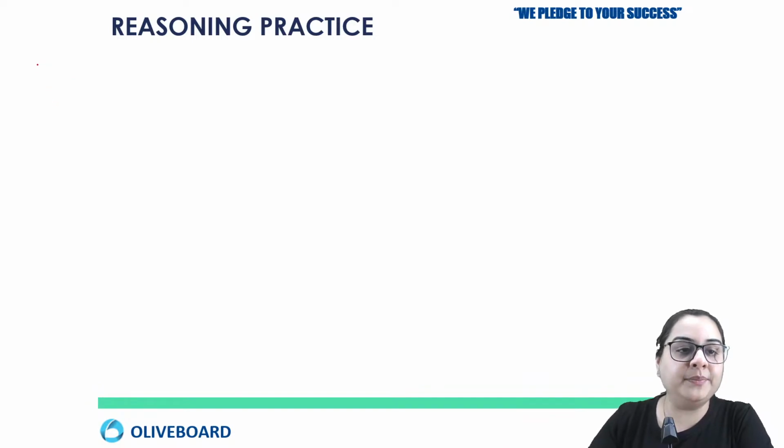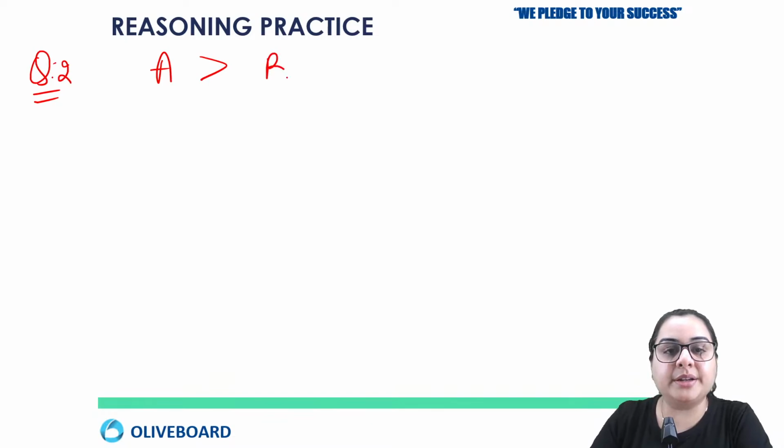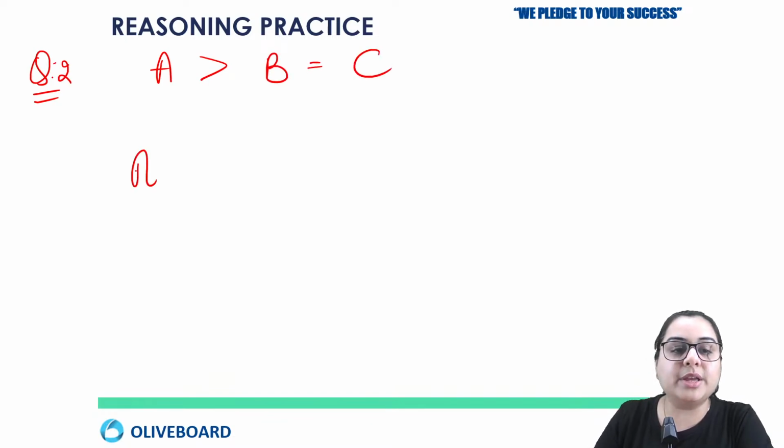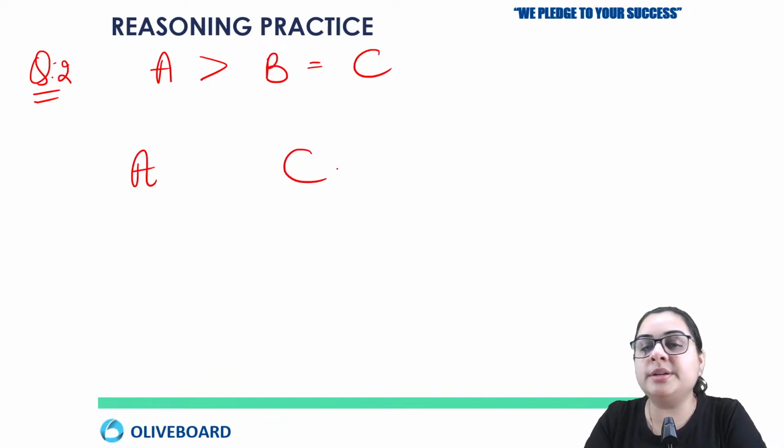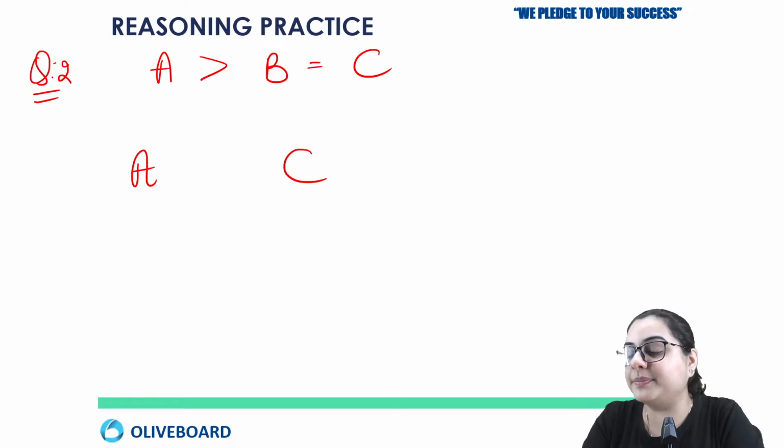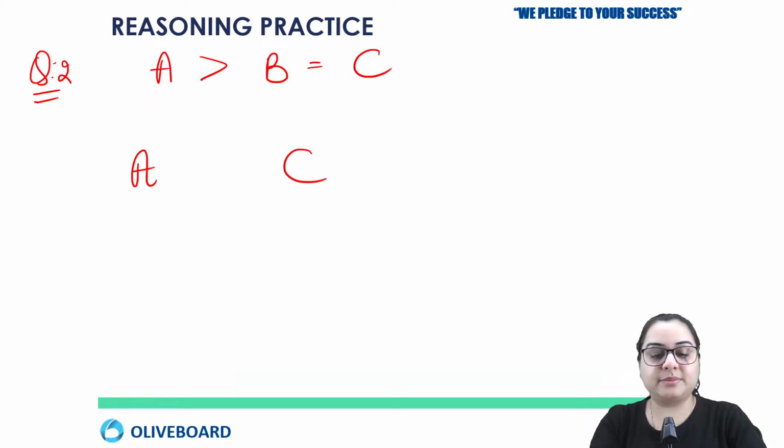Next thing is like if I have A greater B equal to C. So according to you, what will be the result between A and C? Okay students, answer me this. Let's see if you are going to make that mistake that I am thinking of or not. Just tell me between A and C.